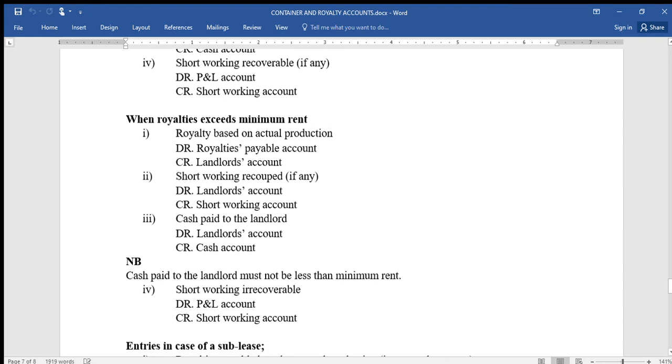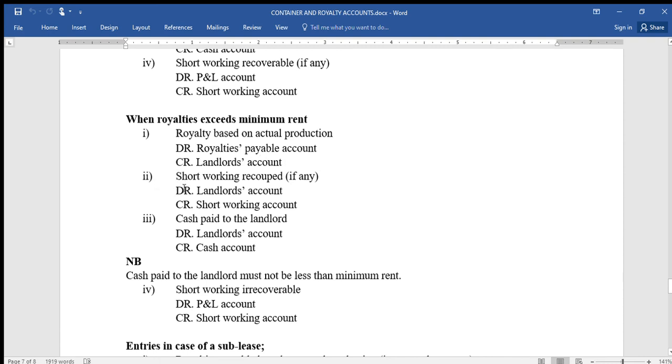Then when royalties exceed minimum rent, it means that no short workings will be incurred. So when royalties exceed minimum rent, first, royalty based on actual production, we debit the royalty payables account and we credit the landlord's account.